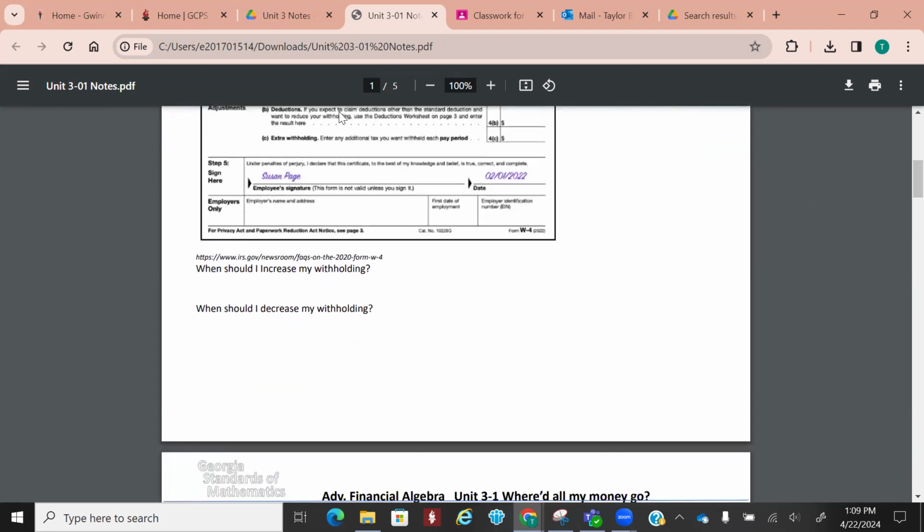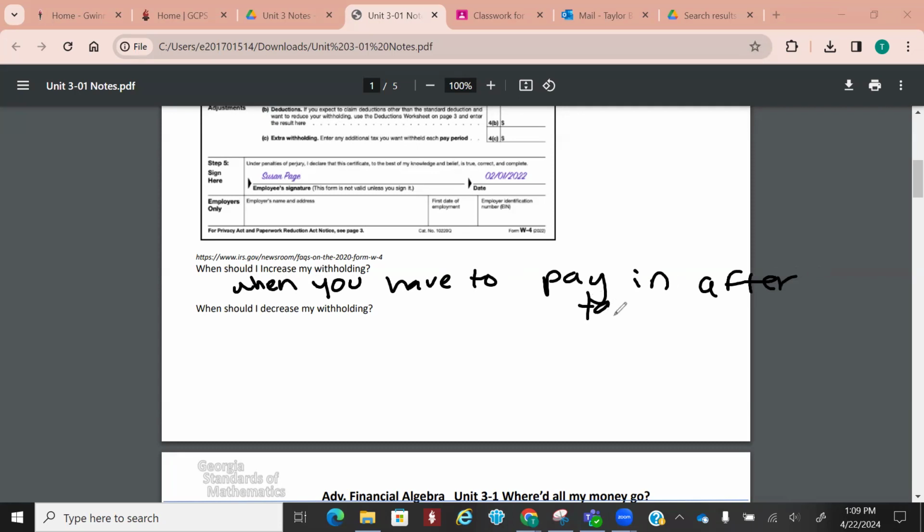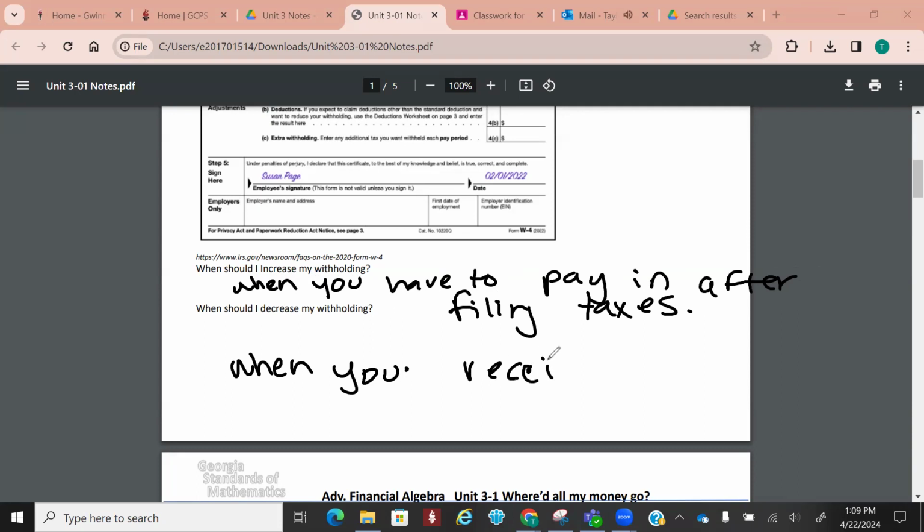So when should you increase your withholding? You should increase it when you have to pay in after filing taxes. Okay, when should you decrease your withholding? When you receive money back after filing taxes.